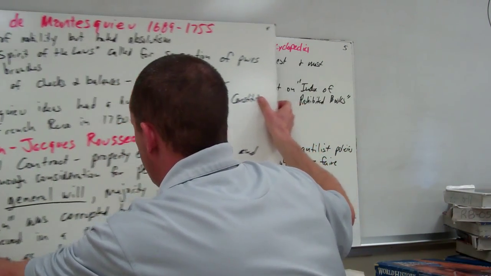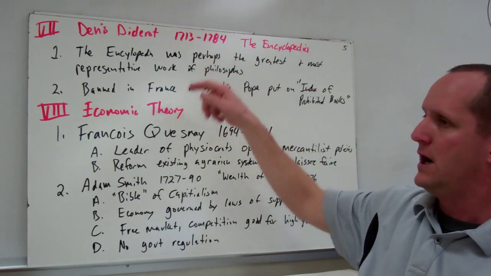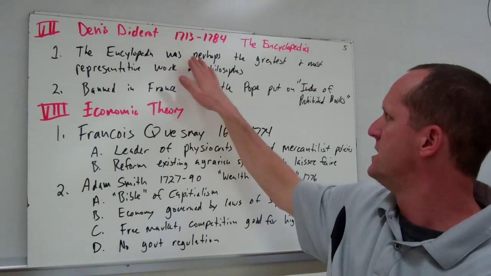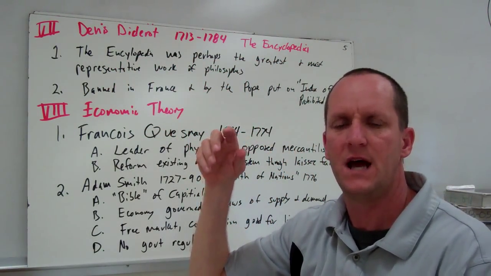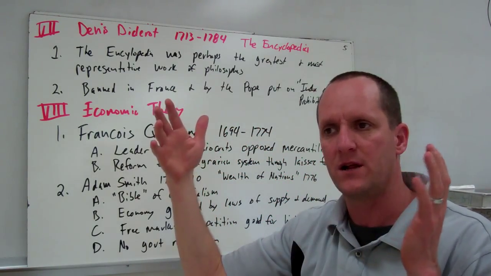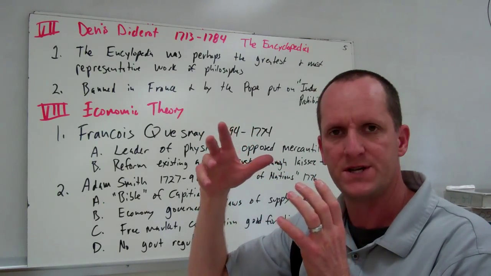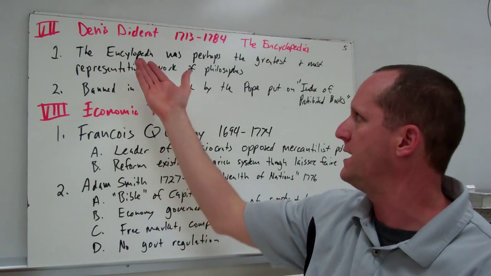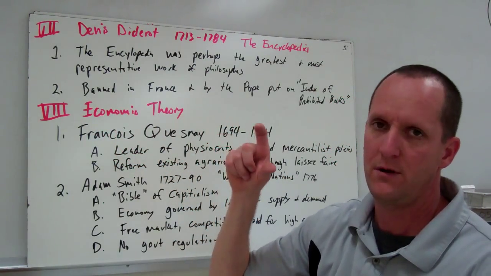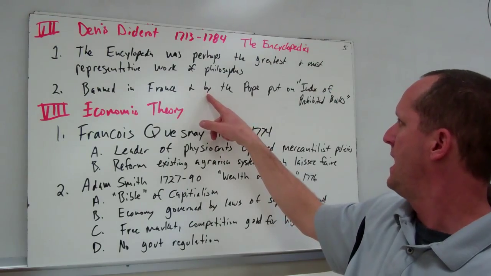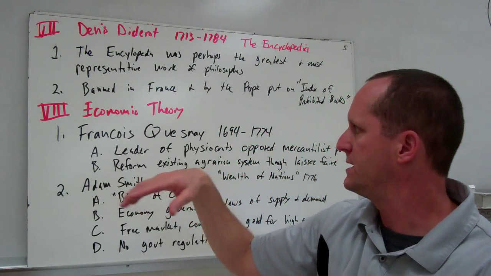Now Diderot, 1713 to 84, wrote the Encyclopedia, which was perhaps the greatest and most representative work of the philosophers at the time. Today we think of an encyclopedia, a whole bunch of books, a lot of information. This was very similar, but it had all the writings of the philosophers at the time. It was a very large book, banned in France, and by the Pope, who put it on the index of prohibited books during his time.